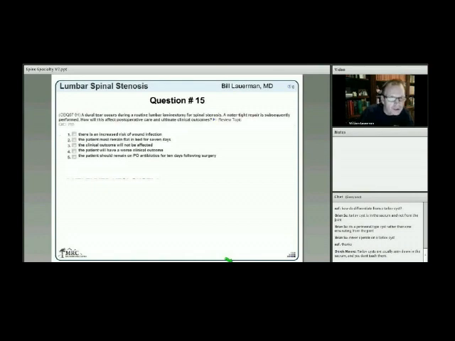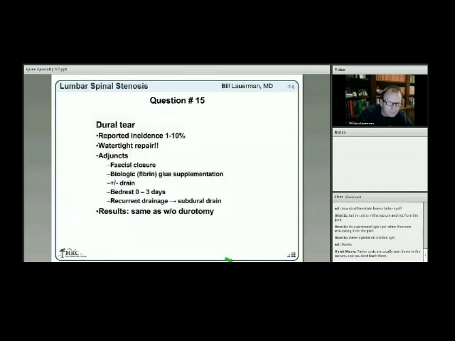Okay. A dural tear occurs during a routine lumbar laminectomy for spinal stenosis. A watertight repair is subsequently performed. How will this affect the patient's postoperative care and ultimate clinical outcomes? The reported incidence of dural tear or incidental durotomy is anywhere from 1 to 10%, depending on who you read, what the indications for surgery are, if it's a revision surgery, etc.